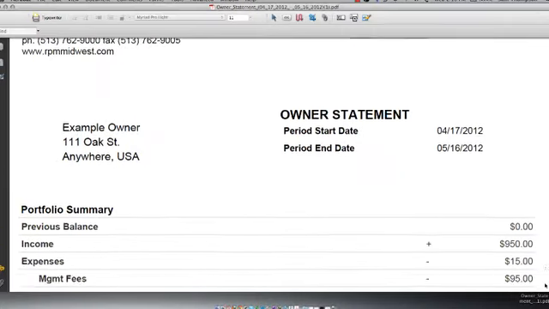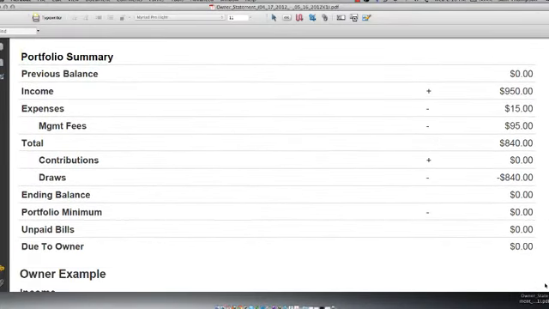Below these two items is the portfolio summary. This section includes every item within the statement, but summed up so that you can get a snapshot of what happened during this time, without getting into the specifics. Let's go through what each item in the summary means.